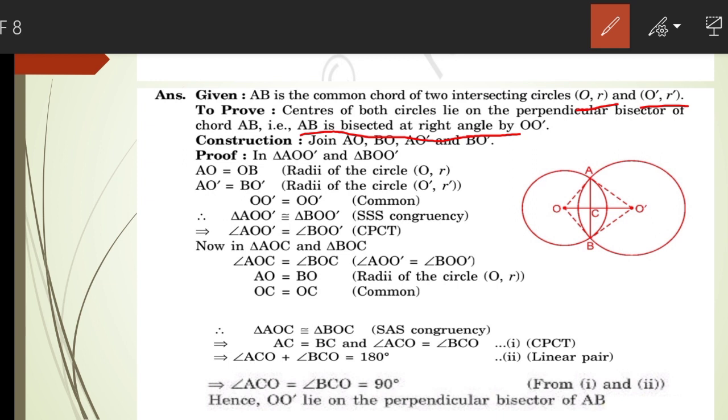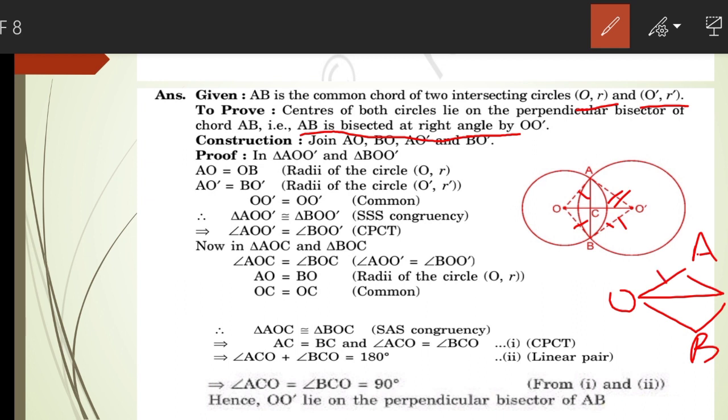To form these things, we first have to join lines OA, OB, O dash A, O dash B. So OA and OB are equal, O dash A and O dash B are equal, since each of them is a radius of its given circle. First we will consider the triangles AOO dash, that is the top triangle, and BOO dash. So A is over here, B is over here, O and O dash.